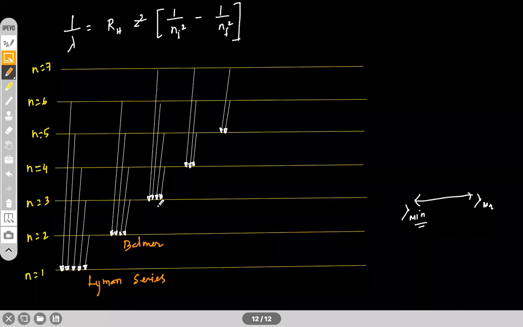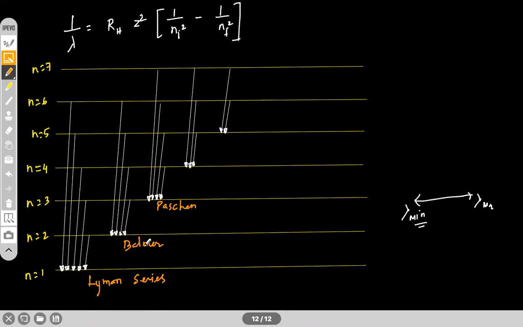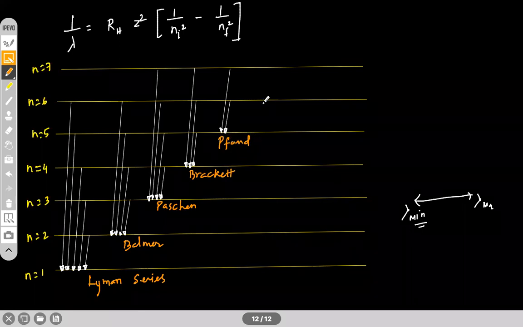Then Paschen series. Then Brackett series. Then Pfund series. Further also we have Humphreys after this, but that is not required. All these will give different series. So could you tell me for Lyman series, what is the n_f value?